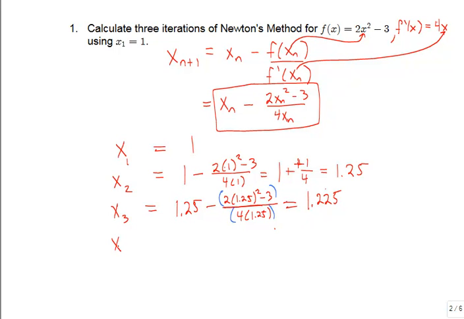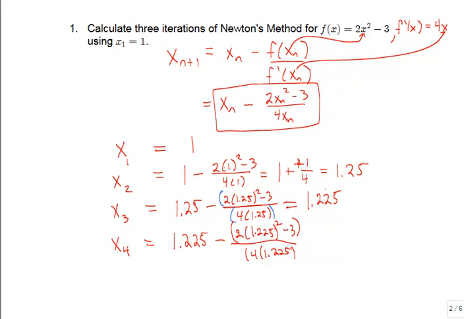So far I've used this twice. Let's do it one more time. So I'm now going to be using 1.225 for my x sub n. So this will be 1.225 minus 2 times 1.225 squared minus 3, all in parentheses, divided by 4 times 1.225.